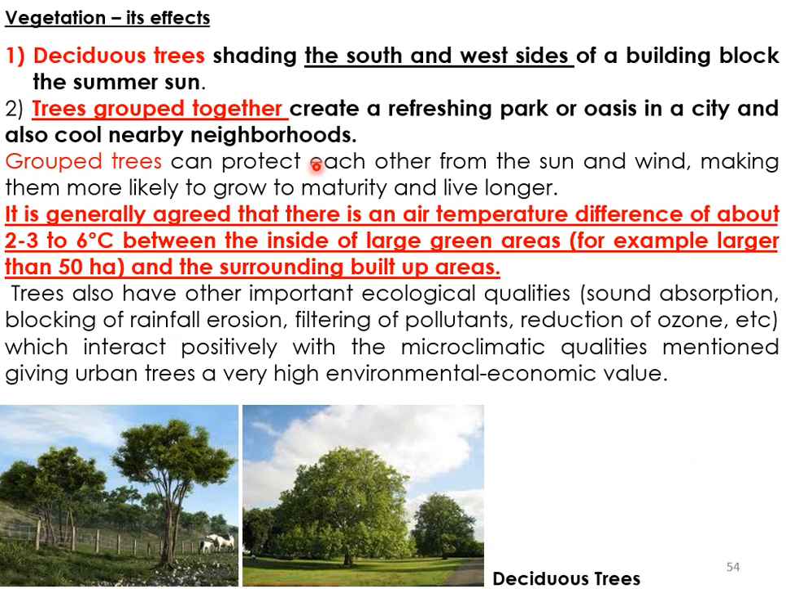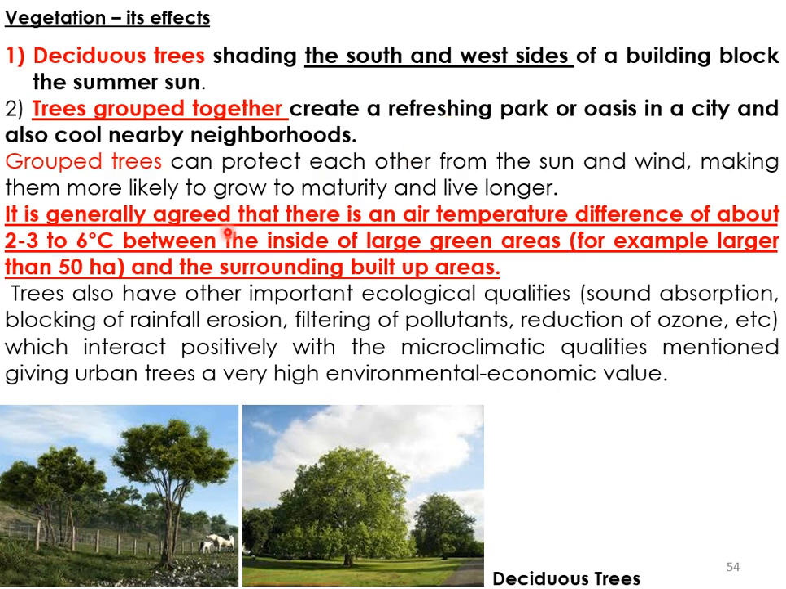So deciduous trees can be placed on the south and western sides if you are in the northern hemisphere. And it depends on whether you are planning for the northern hemisphere or the southern hemisphere. The placement of the trees depends on the design decision by the designer, which we can see in unit number 5 or 6. So trees grouped together can actually create a lot of cooling.